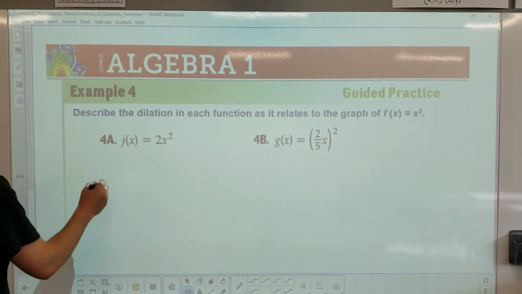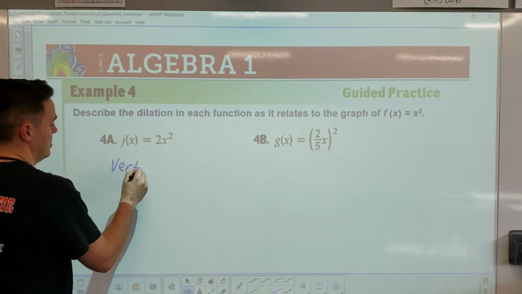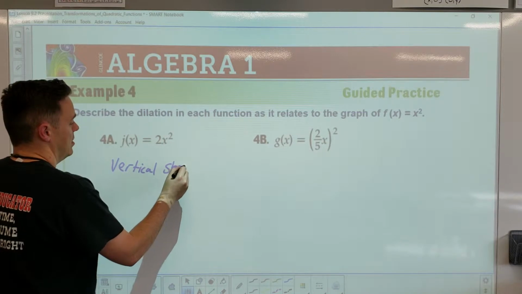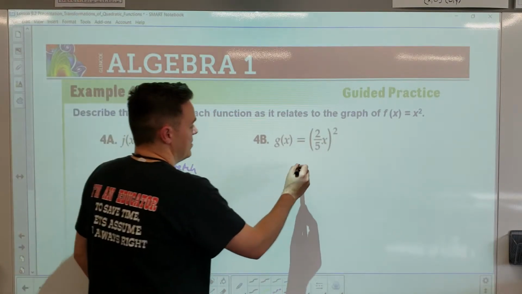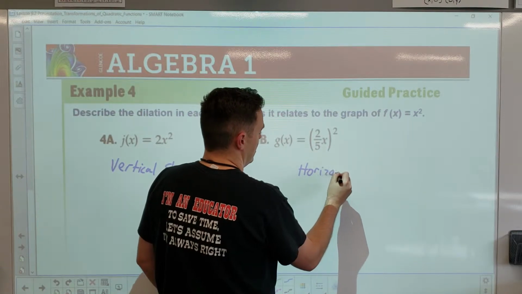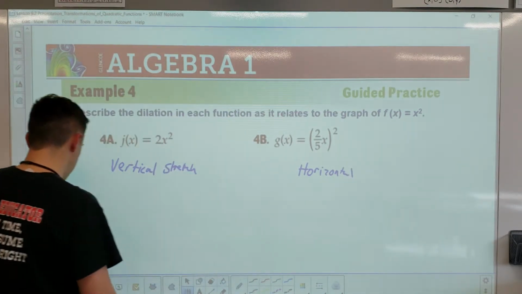We're going to wrap it up. So this is going to be a vertical stretch because it's greater than 1. And then this is going to be horizontal because it's between 0 and 1. Okay? Now last piece of the puzzle here.